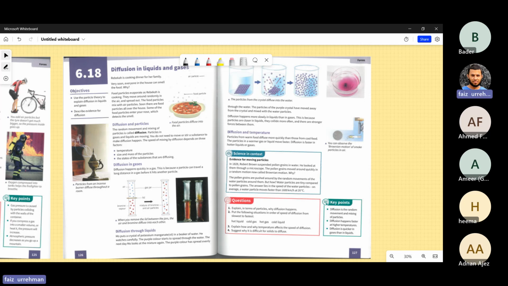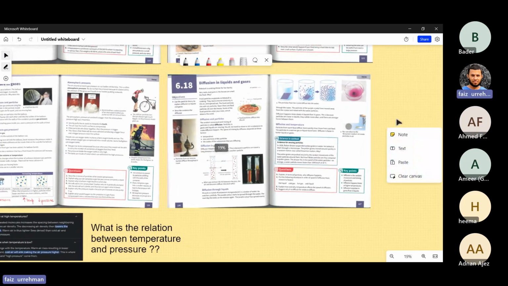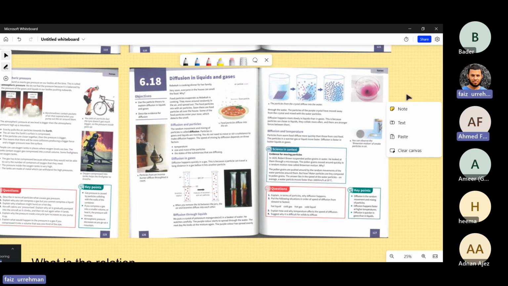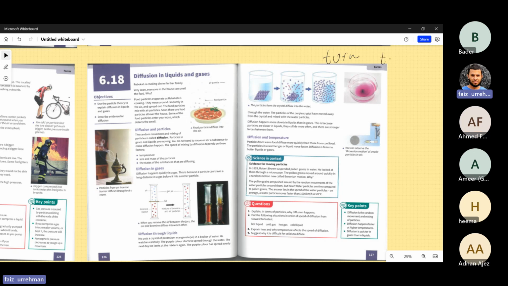Let's try to finish the last one, and as soon as we finish it, we will end the class. Can I ask a question on the worksheet? We can keep the worksheet for the next turn. I'm saying turn, not term. Next turn.